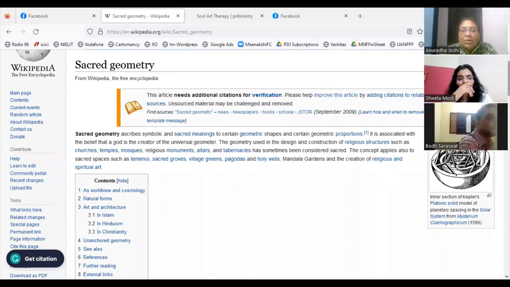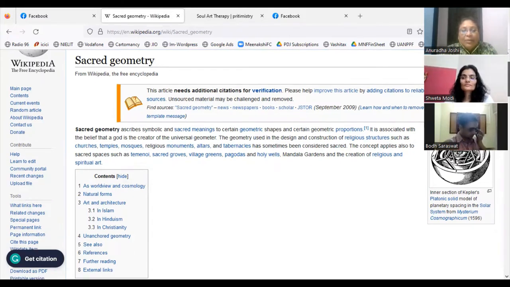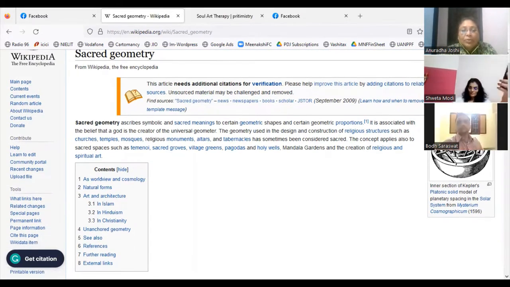The temples of India, I think both will be able to highlight more, but the proportions we see in our temples, where they came from, the nature.